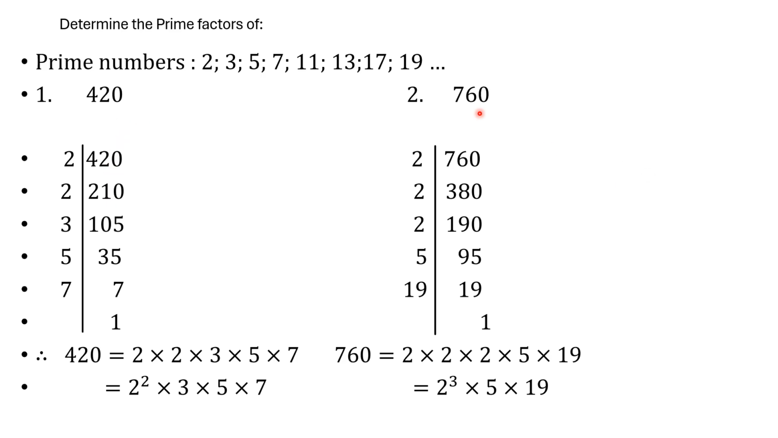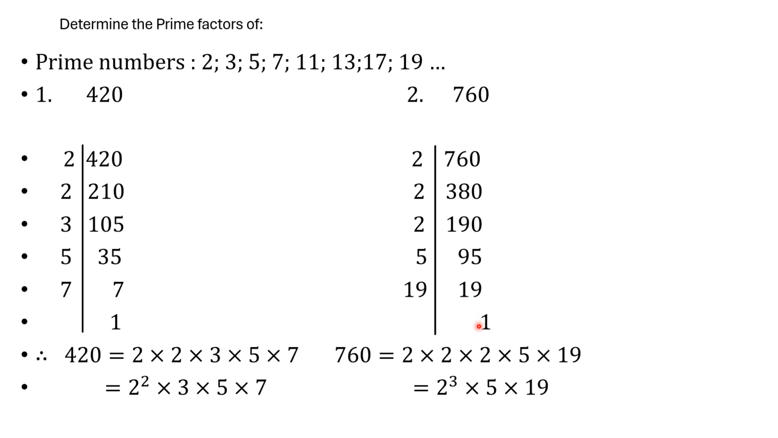Right, 760. The lowest prime number that can go into it is 2. So 760 divided by 2 gives me 380. The lowest prime number that still divides into 380 is 2, so 380 divided by 2 gives me 190. The lowest prime number that can go into 190 is still 2, so 190 divided by 2 gives me 95. 3 doesn't go into 95, so I go to the next one, which is 5. 95 divided by 5 gives me 19, and the lowest prime number that goes into 19 is 19.